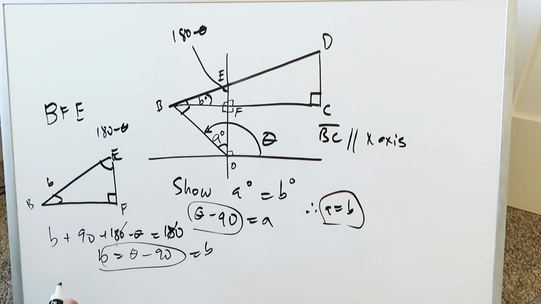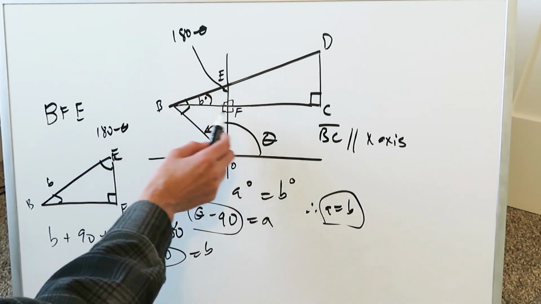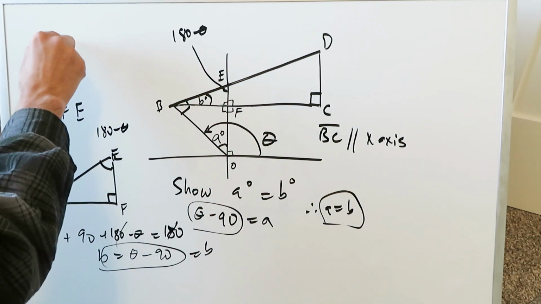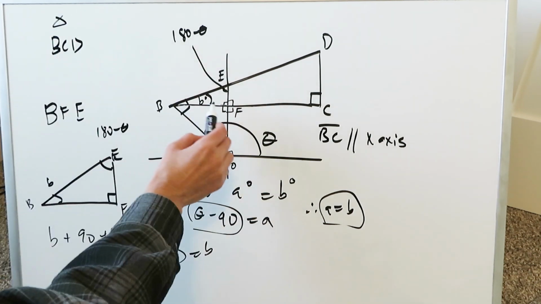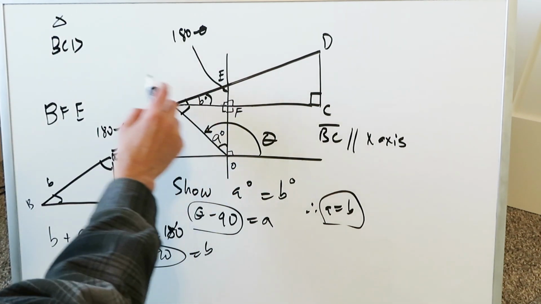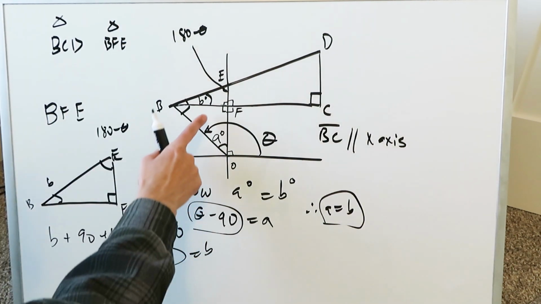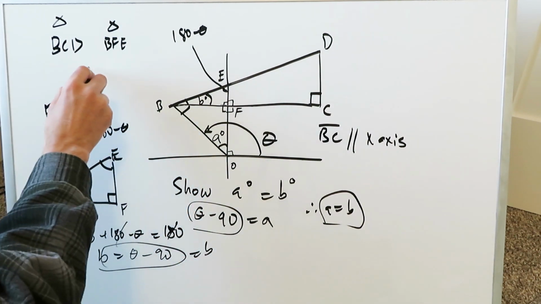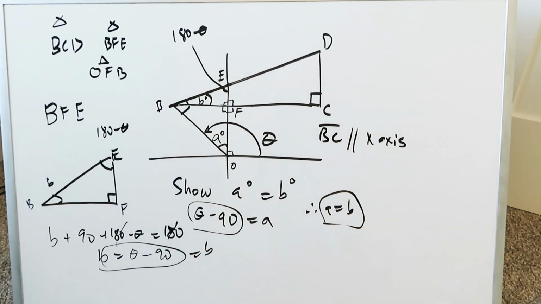If you look at everything over here, you'll find out some very interesting fact over here. If you look at this large triangle BCD, we're calling that a triangle BCD. And we're looking at this triangle BFE, that triangle, and we look at this triangle right over here. We'll call that triangle OFB. These all triangles are similar triangles. They'll all have the same angles.